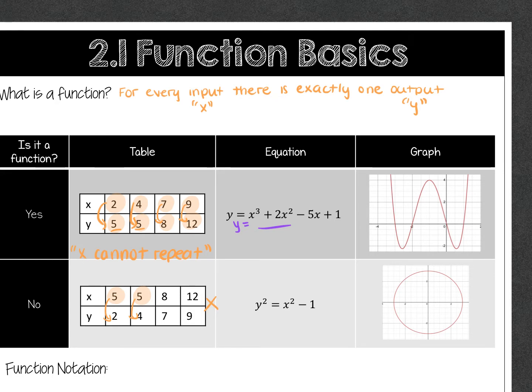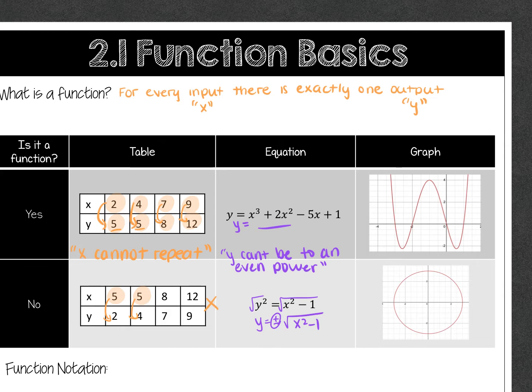Versus my non-example, when I have y squared, if I want to get y by itself, I'm going to have to square root both sides. And when you root an even power, you end up getting plus or minus that answer, okay? Which means that we get two outputs. So when you have y's to an even power, that is not going to be a function. So y can't be to an even power. Okay, that's the easy way to tell with equations.